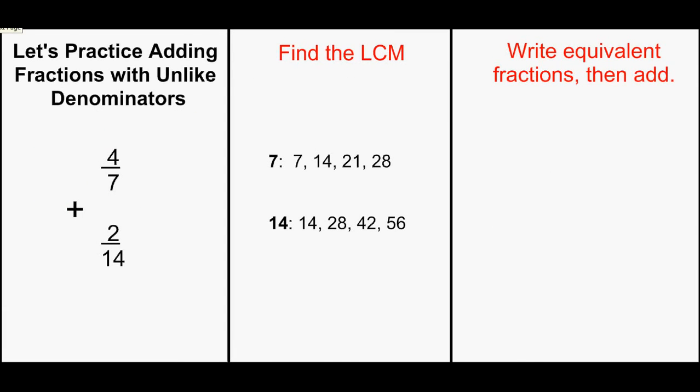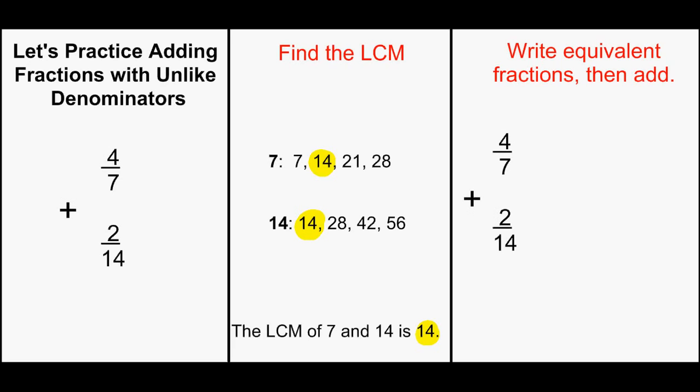Let's practice adding fractions with unlike denominators. Here we have 4/7 plus 2/14. Because the denominators are different, we'll need to find the LCM. I have listed the multiples of 7 and the multiples of 14. Highlight the first multiple they have in common, 14. The LCM of 7 and 14 is 14. Now let's use that to rewrite equivalent fractions. We will place 14 in the denominator of both fractions.